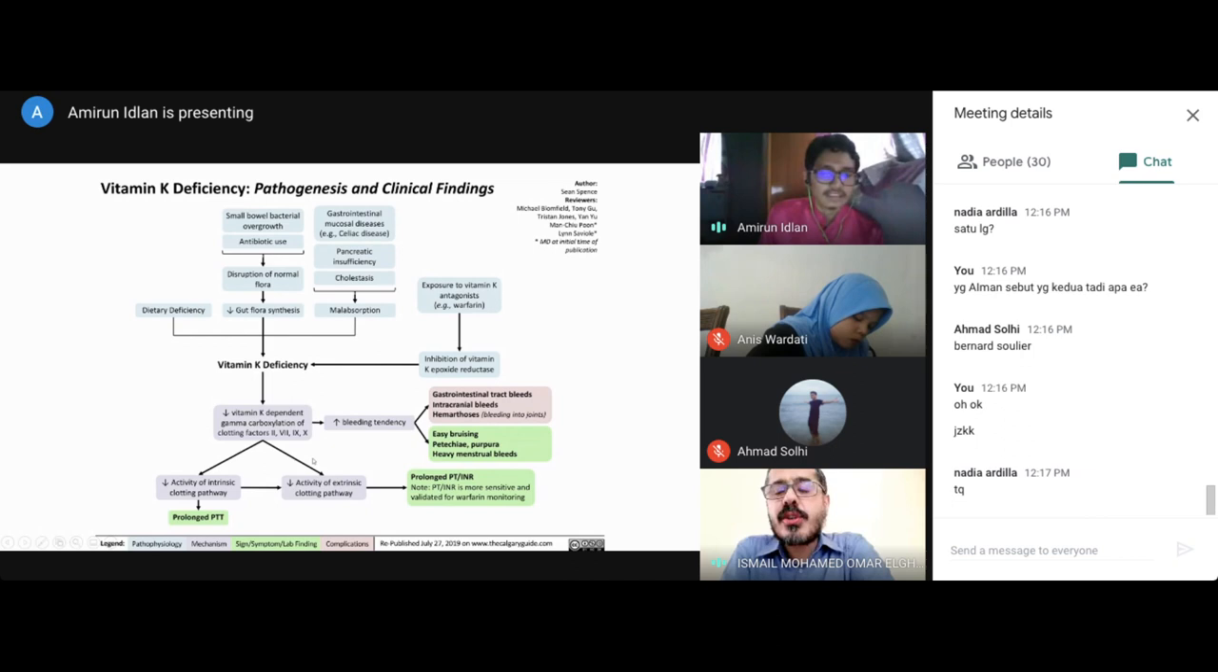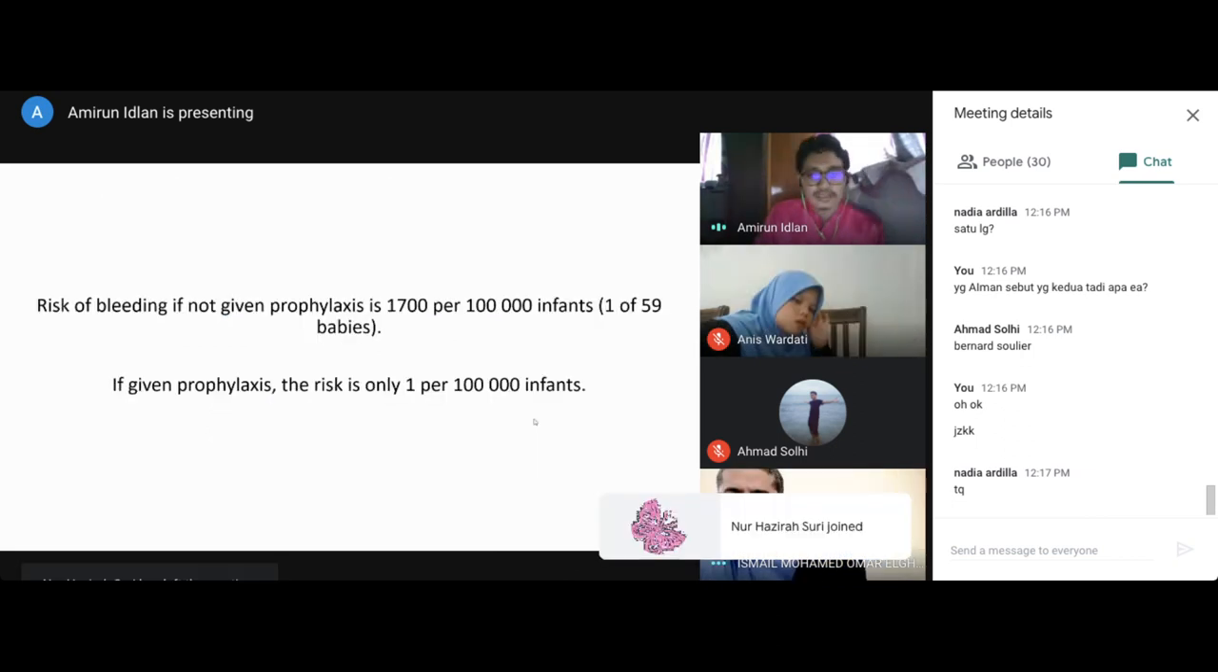So later I will talk about the clinical presentation. Next, epidemiologically, it is currently uncommon to have vitamin K deficiency bleeding, because now we have vitamin K prophylaxis given at birth or during the first week of life. From MedScape, the risk of bleeding when prophylaxis is not given is about 1,700 per 100,000 infants, which is 1 of 59 babies. However, when we give prophylaxis, which is vitamin K, the risk is only 1 per 100,000. That's why it's very important to give vitamin K prophylaxis at birth.